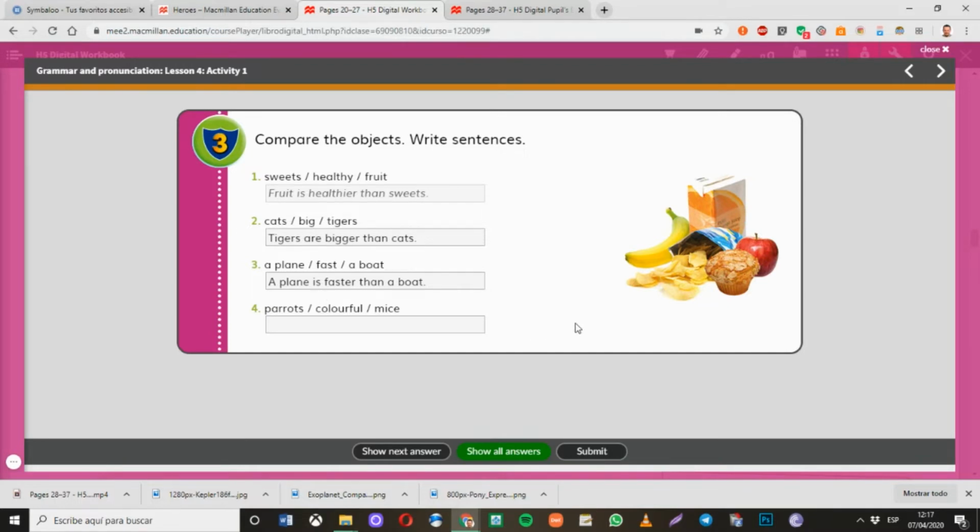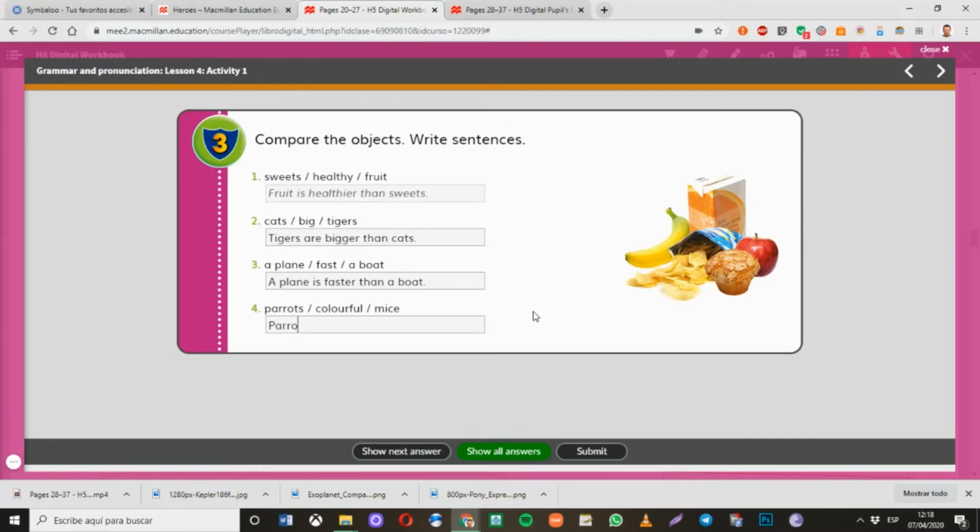Okay, now, number 4. Parrots, colorful, mice. Loros, coloridos, y ratones. So the sentence that you have to build may be more or less like los loros son más coloridos que los ratones. Okay? That word is a plural word. The singular word is mouse, but the plural one is mice. This is plural too, of course, parrots, but finish in S, okay? So, try to write the sentence, please, in your workbook. I'm going to put mine, okay?